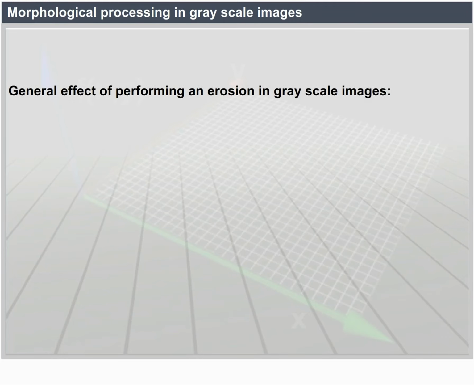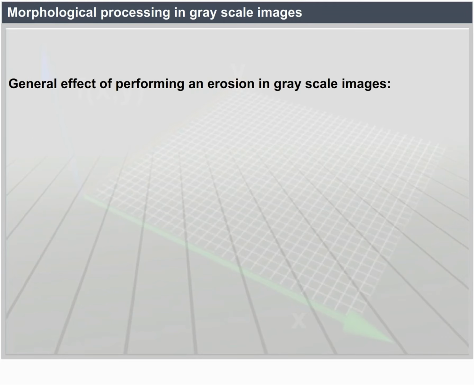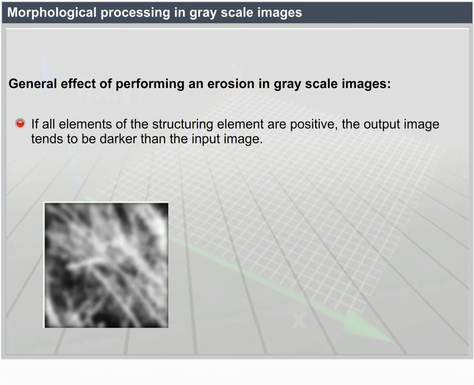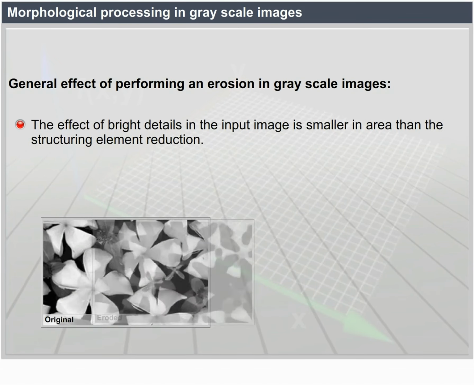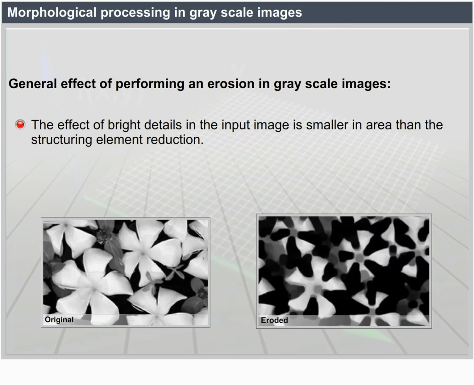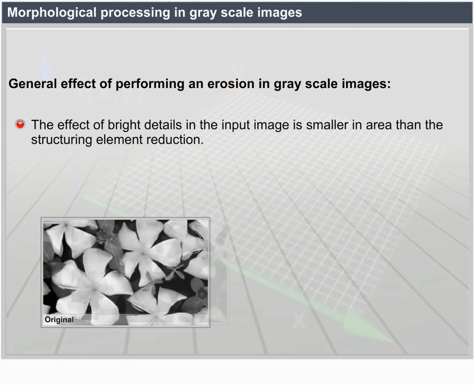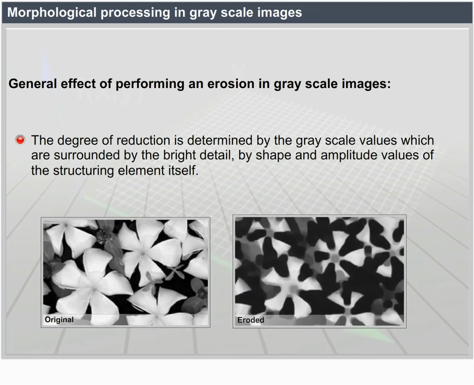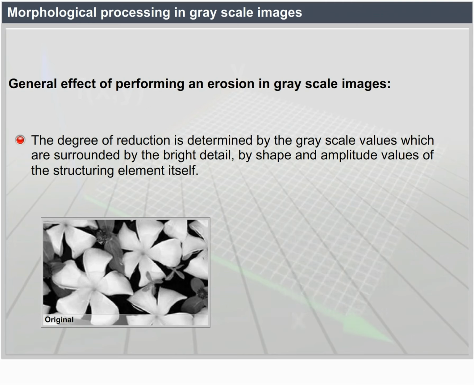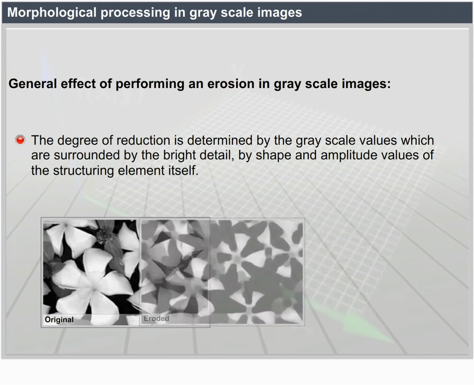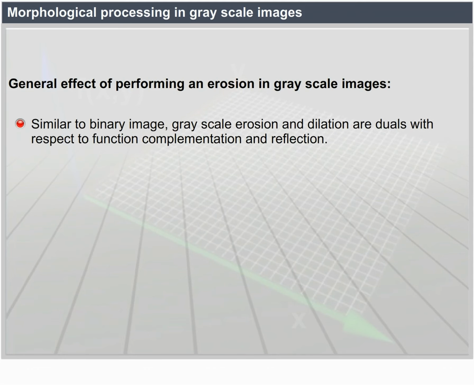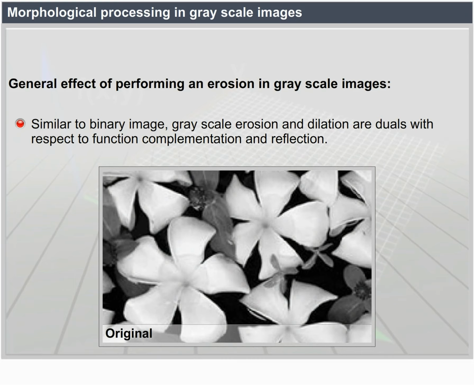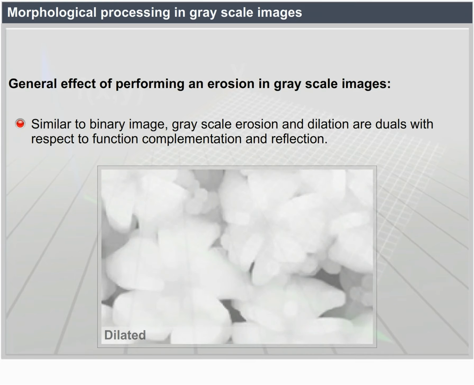General effect of performing an erosion in grayscale images. If all elements of the structuring element are positive, the output image tends to be darker than the input image. The effect of bright details in the input image that are smaller in area than the structuring element is reduced, with the degree of reduction being determined by the grayscale values surrounding the bright detail and by the shape and amplitude values of the structuring element itself. Similar to binary images, grayscale erosion and dilation are duals with respect to function complementation and reflection.